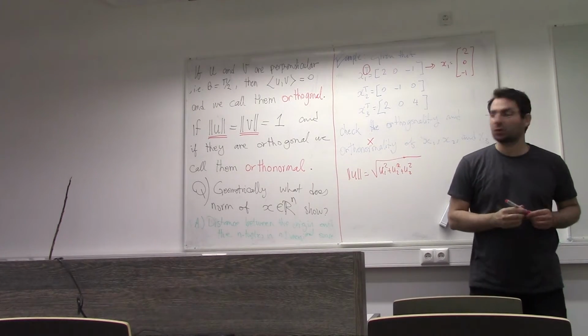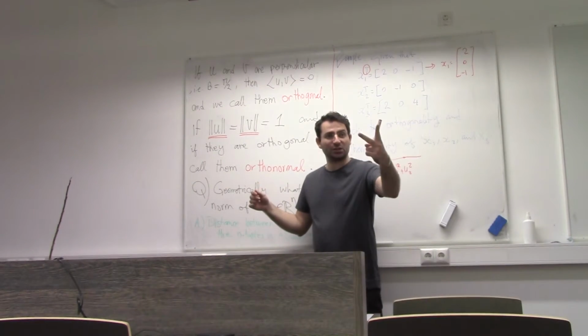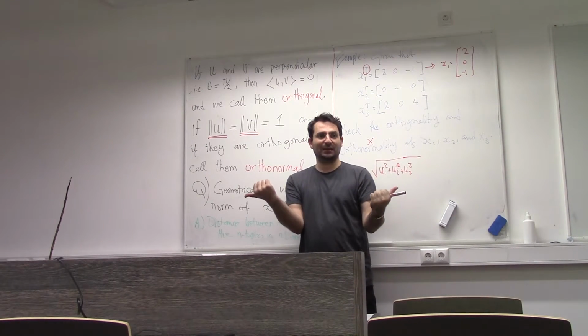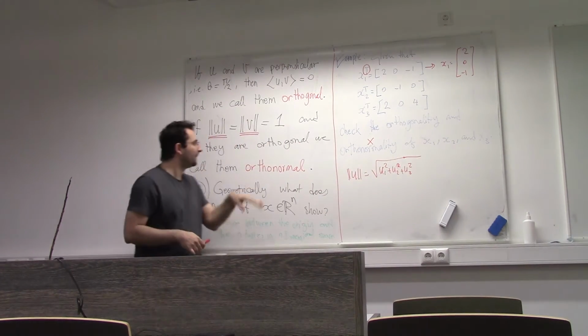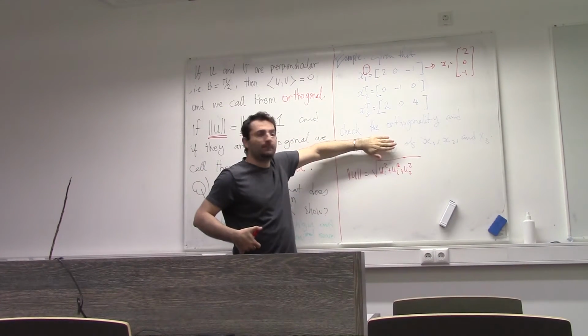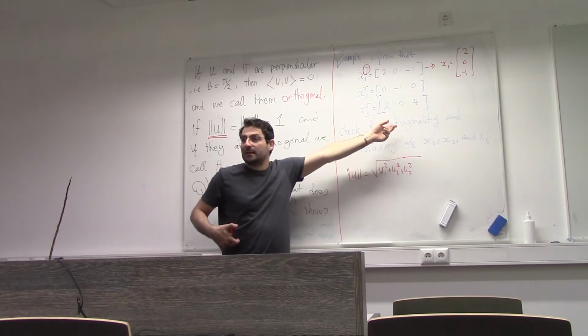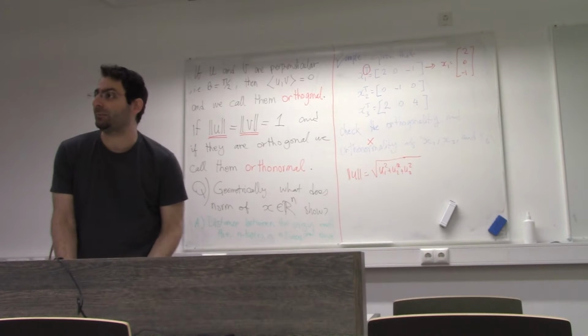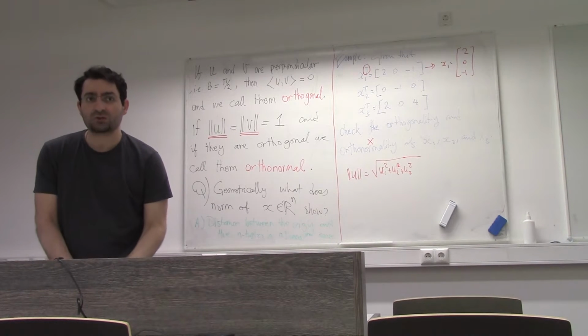Why is it not orthonormal? Because orthonormal has two conditions. It has to be orthogonal and it has to be unity. The norm should be 1. And because this fails, it is not orthonormal. But for the orthogonality, we don't care if it is normal or not. What you have to do is check the inner products, which I want you to check.